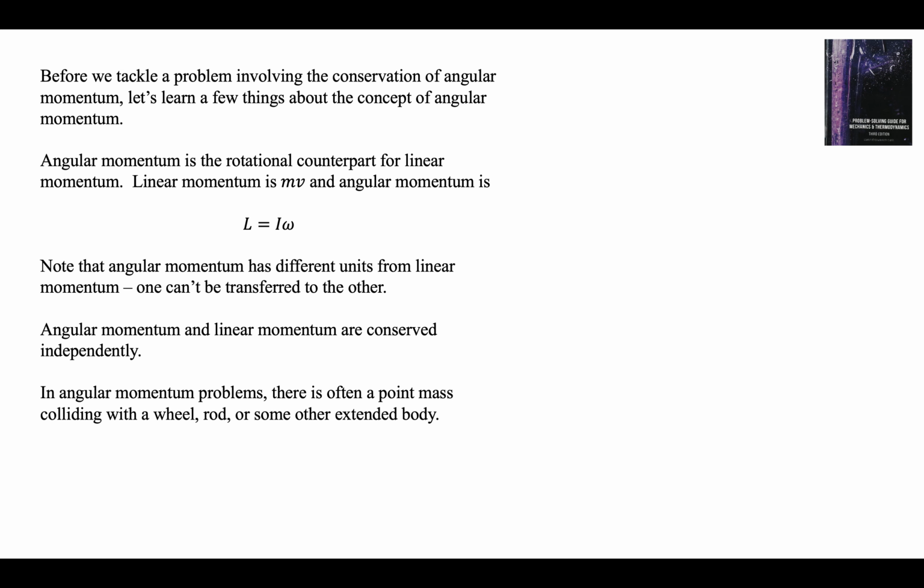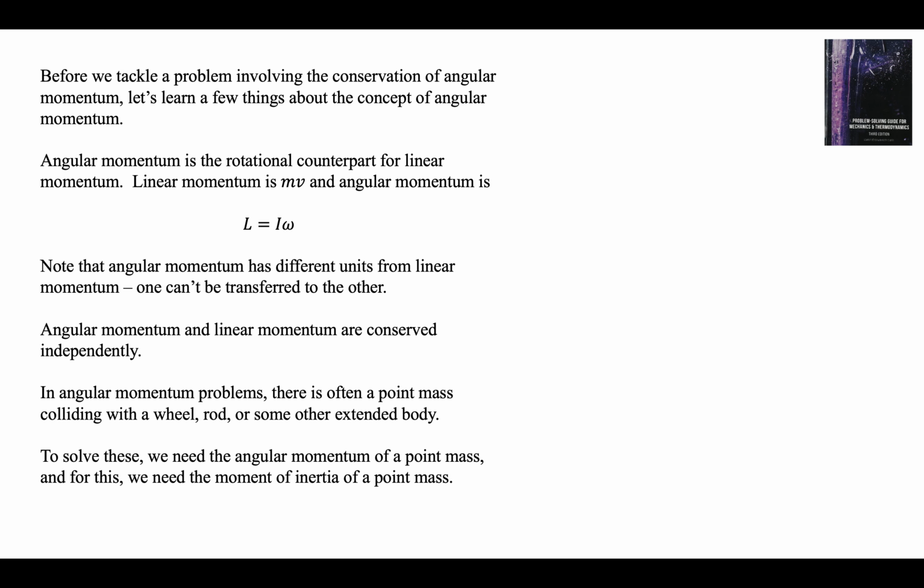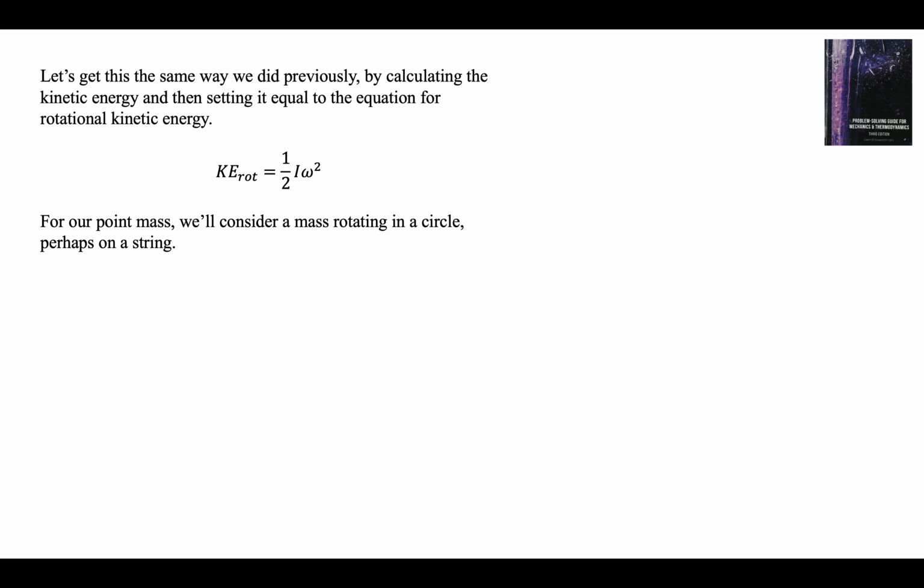When we do angular momentum problems, there's often a point mass colliding with a wheel, a rod, or something. So we have to know the moment of inertia of a point mass. And you probably know it already. Well, let's think about it the same way we thought about the other ones. The kinetic energy of rotation of a rotating body is 1/2 I omega squared. That's the general formula. For a point mass, we're going to consider a mass rotating in a circle on a string. It could be a planet orbiting a sun or something like that. It's a small mass going in a circle, at speed v, the distance r away. The radius of the circle is r.